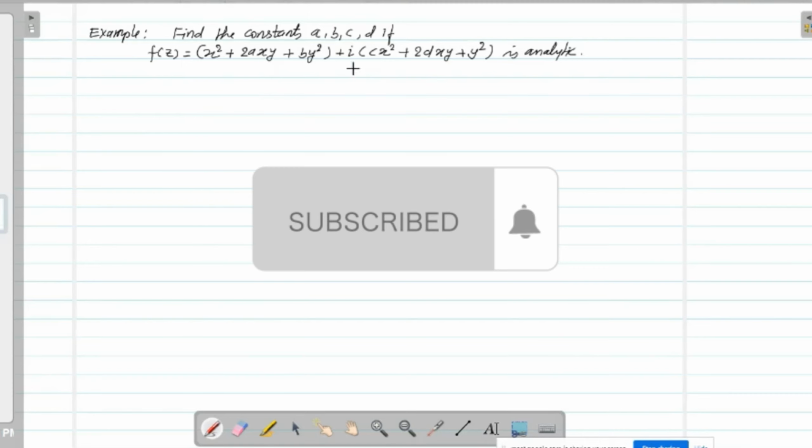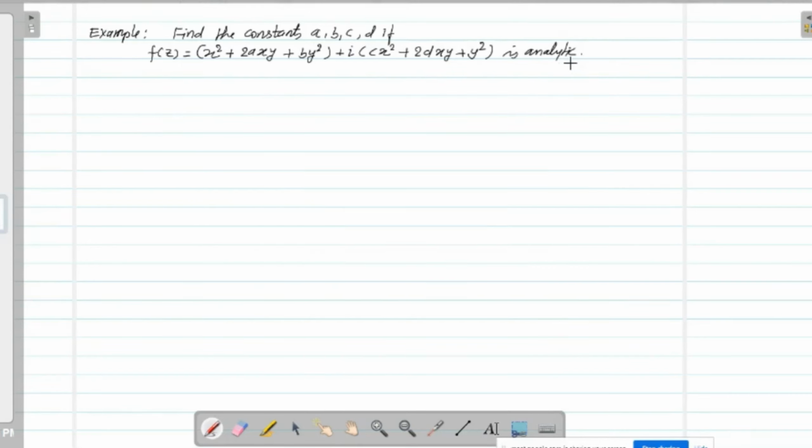See here, your function is already given, that the function is analytic, and we have to determine the constants a, b, c, d. Okay, let us see how to find the constants a, b, c, d. Solution. What is given to you? Just write down. Given that function f of z is analytic. Therefore, it must satisfy the CR equation.